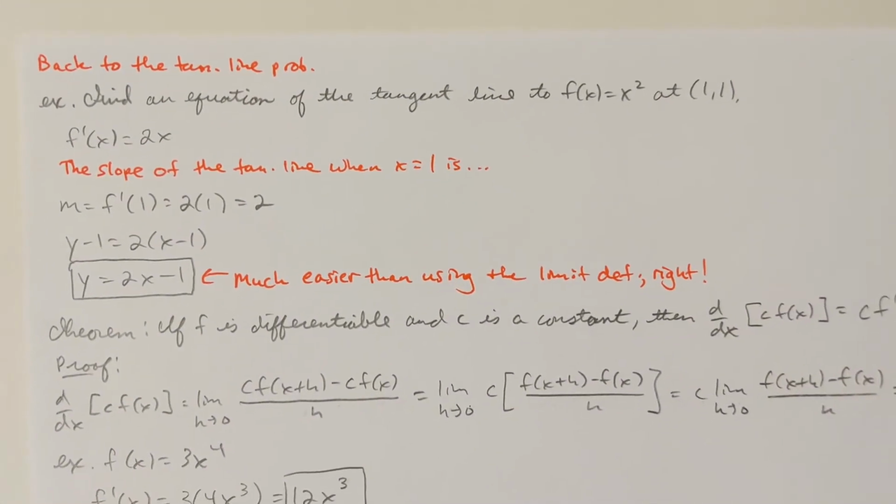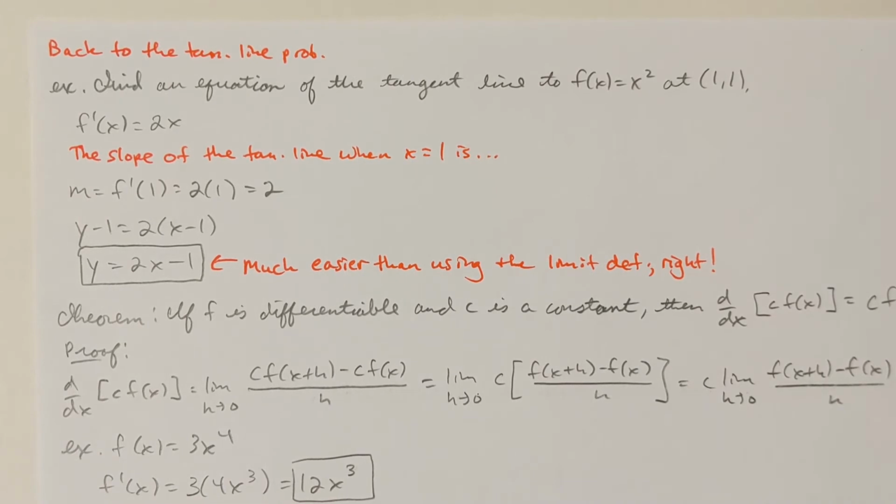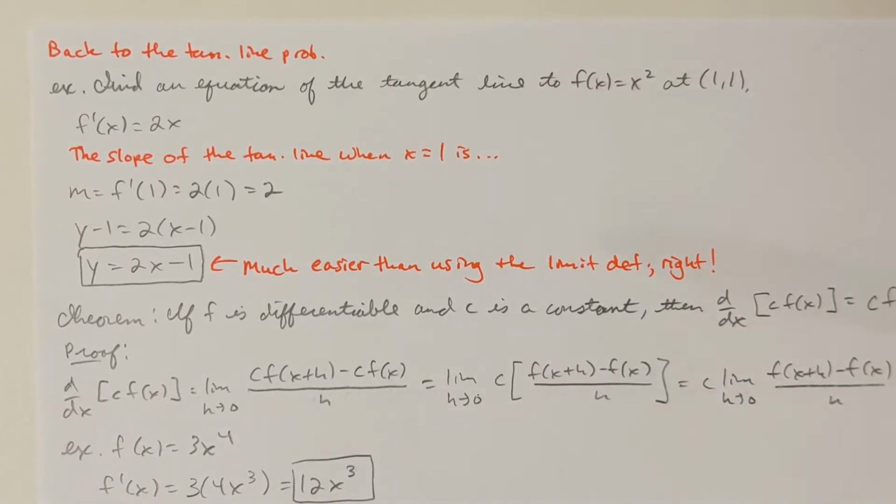Okay, let's go back to the tangent line problem. In that problem, we were wanting to find an equation of the tangent line to the graph of the square function at the point (1, 1). The way that we were doing it previously was by limits. We were looking at the limit of the slopes of the secant lines as the slope of the tangent line. That's fine, and that's a good way to introduce the idea of limits. But I just needed to know the slope of this line, and then I could use the point-slope formula.